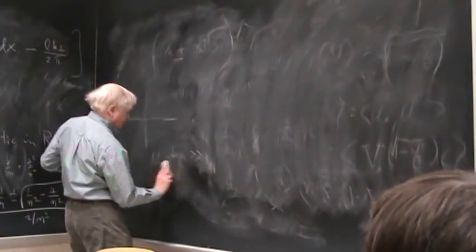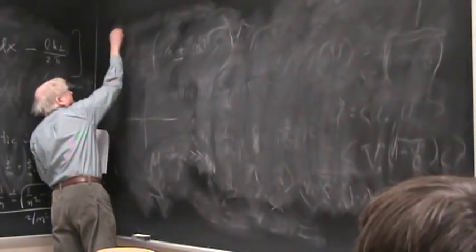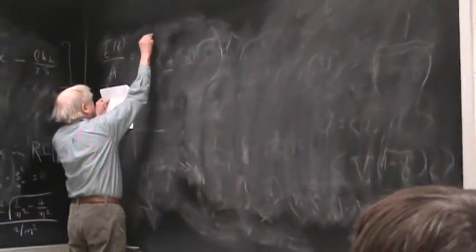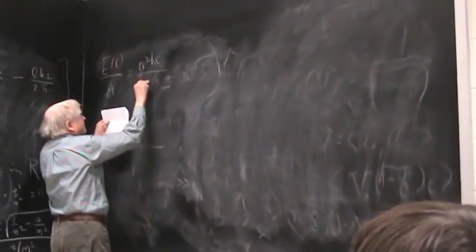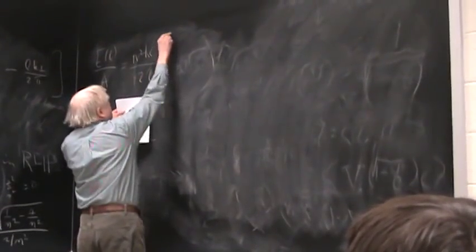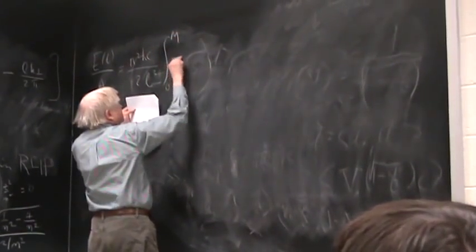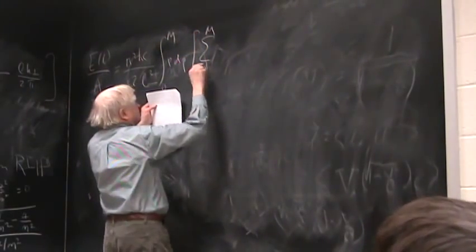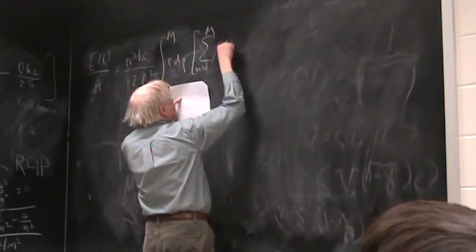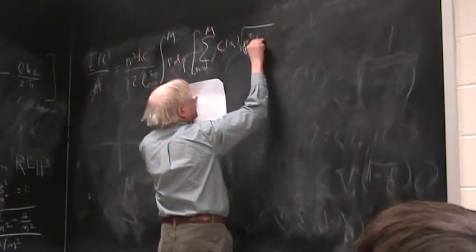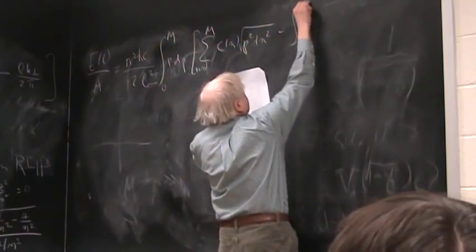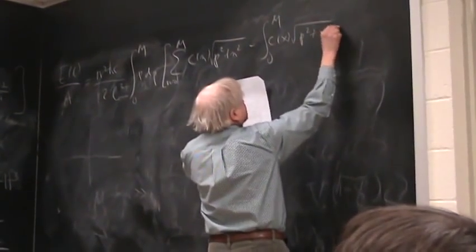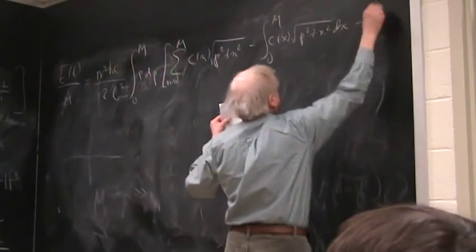Just get rid of this. So now, putting in the cutoff, we have a more accurate formula, actually. It's pi squared, for a real metal at least, pi squared r plus c over 2l cubed, integral 0 to m, p dp, sum 0 to m, n equals 0 to m, c of n, square root of p squared plus n squared, minus integral 0 to m, c of x, square root of p squared plus x squared, dx minus p over 2.